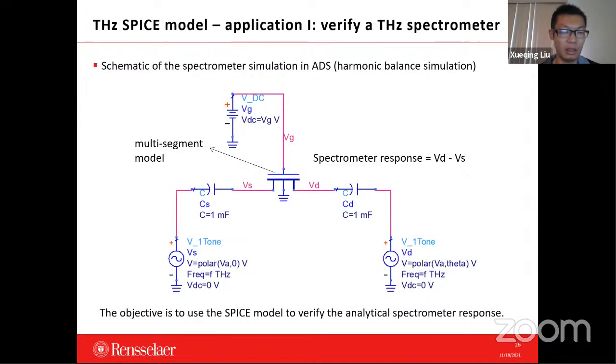This slide shows the simulation schematic of the spectrometer in ADS, and we use a harmonic balance simulation. The spectrometer response could be obtained from the difference of the DC component of the voltage at the drain and the source. We use the multi-segment model here for our simulation. The objective is to use our SPICE model to verify the analytical spectrometer response.